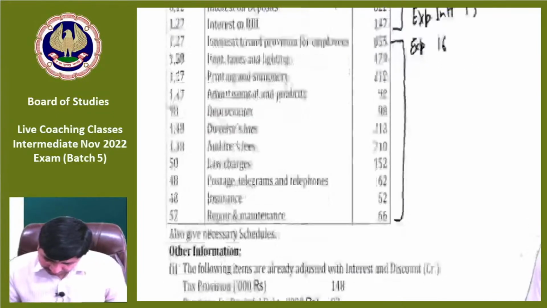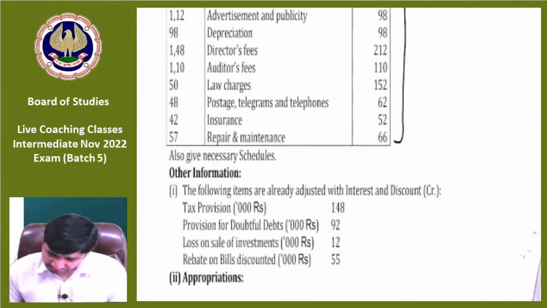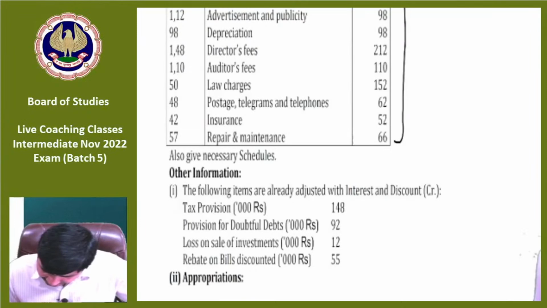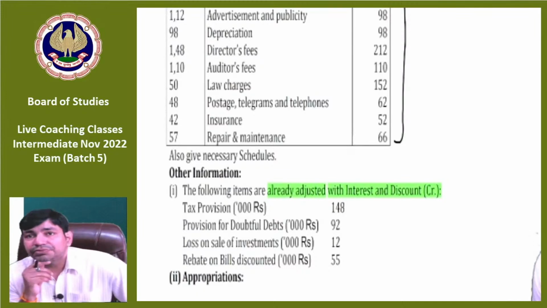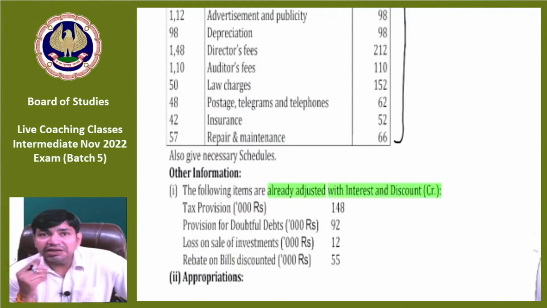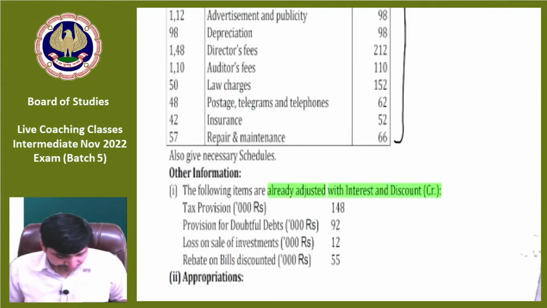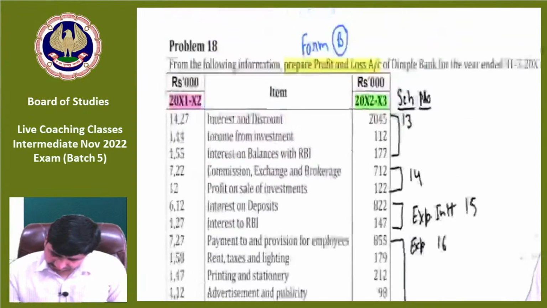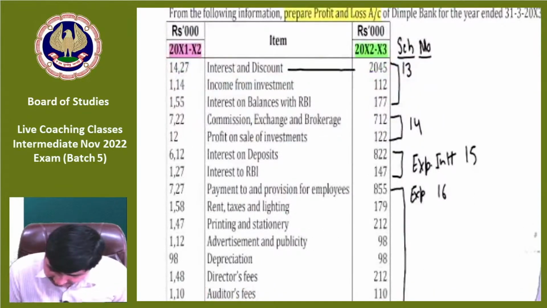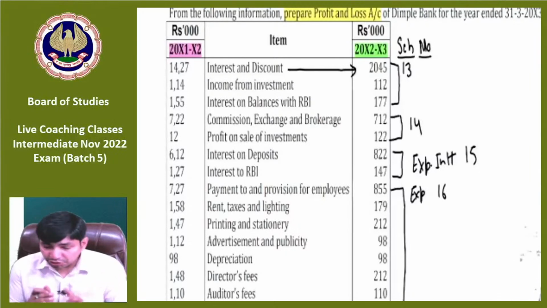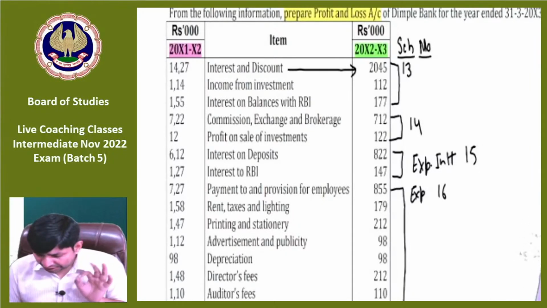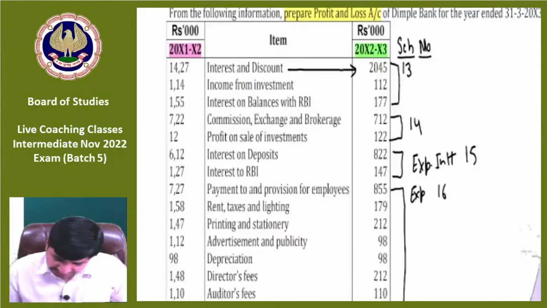Anyways, now after this, the question is giving you one adjustment, that is the following items are already adjusted with interest and discount credit amount. Means in the income figure given above, these have already been adjusted. What are the figures? Those have been adjusted. See, this figure is after adjustments, after adding or deducting those items.